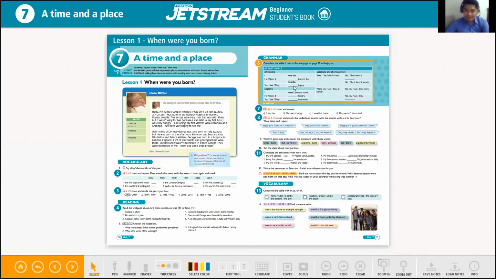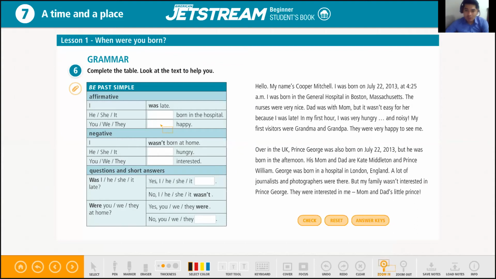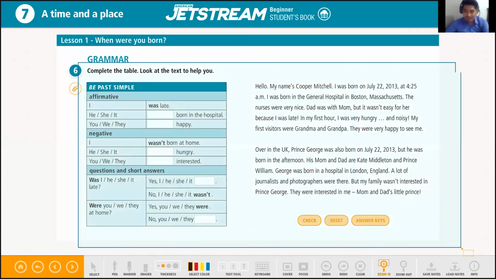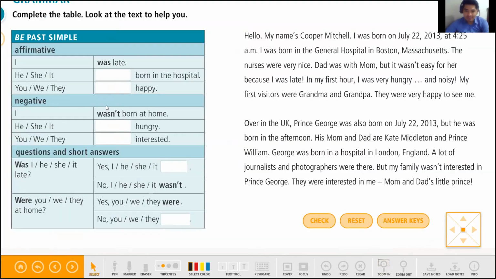Now, class, it's going to be easy for us to complete this table. Let's use this table and complete the gaps. Here we have gaps in affirmative, negative, or questions. If you have difficulties, you can take a look at the text and use that information to complete it. But I think you don't need it, okay? Because it's not difficult to do. Affirmative. Yeah, you know it. I was late. He, she, it.